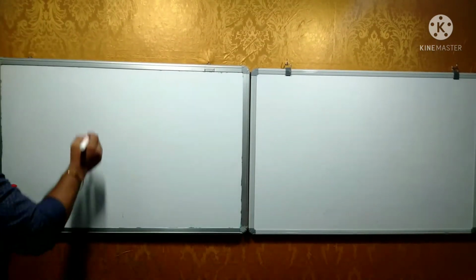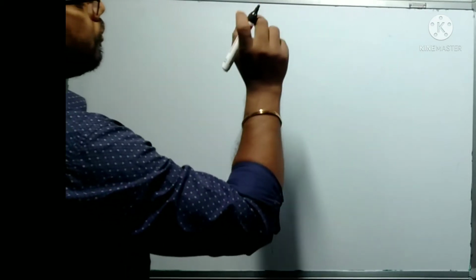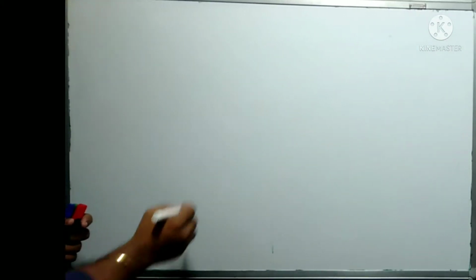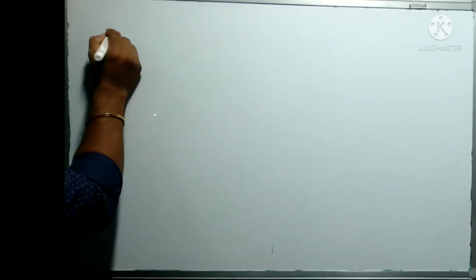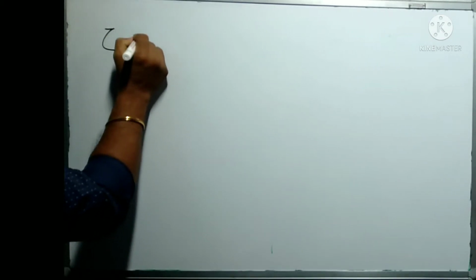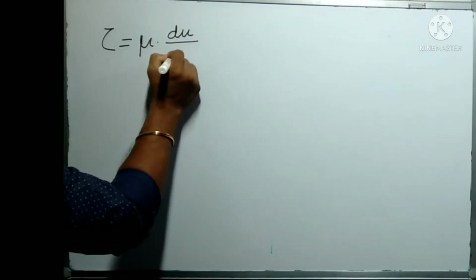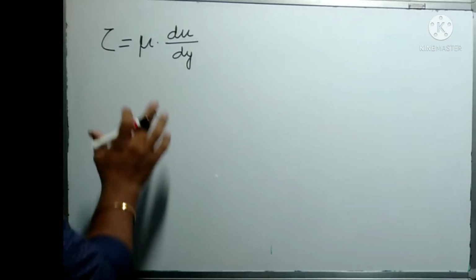In the last video, we discussed Newton's law of viscosity. According to Newton's law of viscosity, tau, that means shear stress in fluid, tau is equal to mu into del u by del y. We have learned it in our last video.